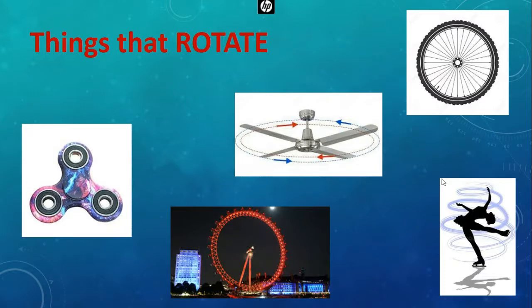So on this slide here we have pictures of things that rotate. We've got a wheel, we've got a fan, we've got the London Eye, a fidget spinner and a figure skater doing a pirouette. All these images are images of objects that rotate round in a circle.